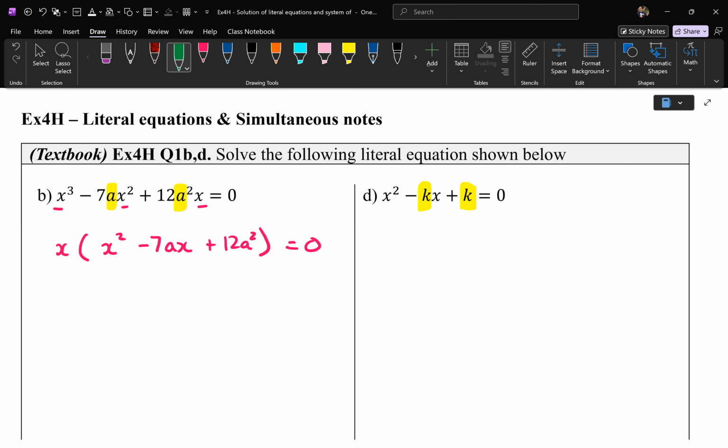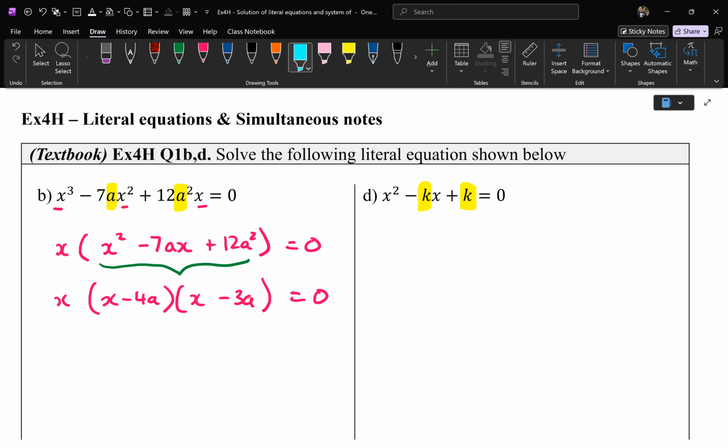Now the next step, this is probably where some students will struggle, but how do I factorize this quadratic? Because we're obviously going to be using the cross method, and it was designed for you to be able to do the cross method. Anyone know what's in the brackets? Hands up if you know. Jacob? Beautiful. x minus 4a and x minus 3a.